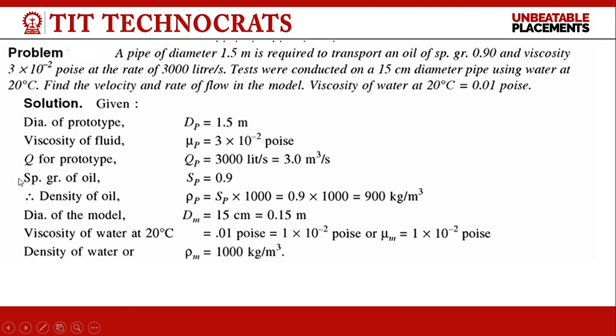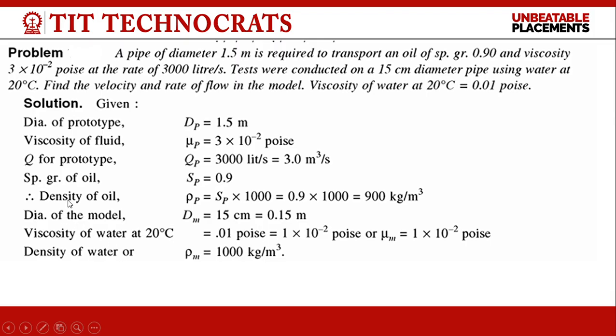Then the oil of specific gravity 0.9 is given. So we will multiply it by the density of water to determine the density of oil. We know that the density of water is 1000 kg per meter cube. So we multiply it by the specific gravity of oil to get the density, and it comes out to be 900 kg per meter cube.